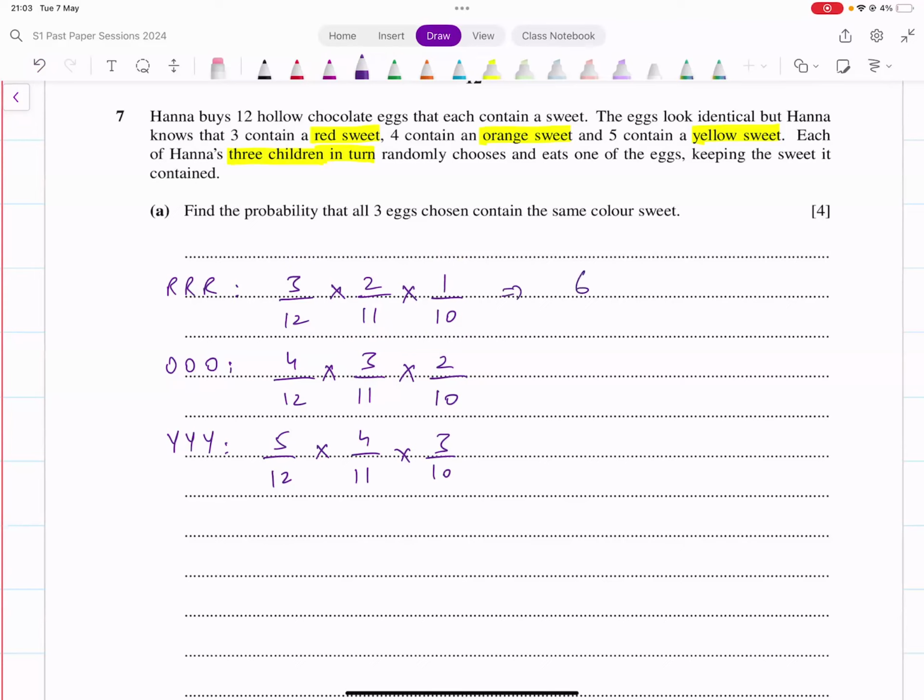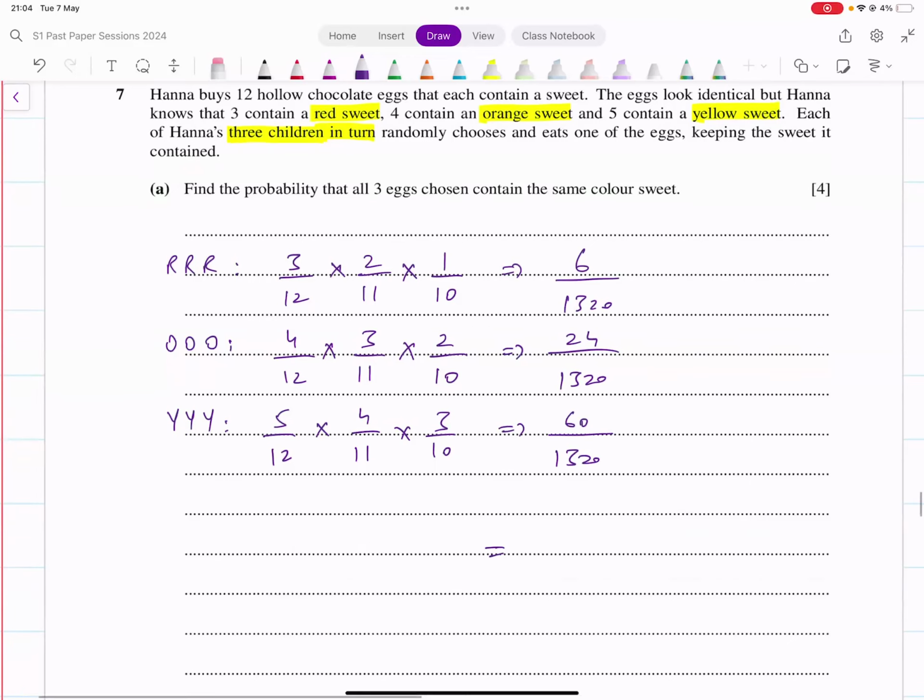Okay, you can see what that turns out to be. It's 6 over 110 into 12. That is 1320. 6 over 1320. Then you have 24 over 1320, and 60 over 1320. Add those cases and you'll get the result. What do you get from this?